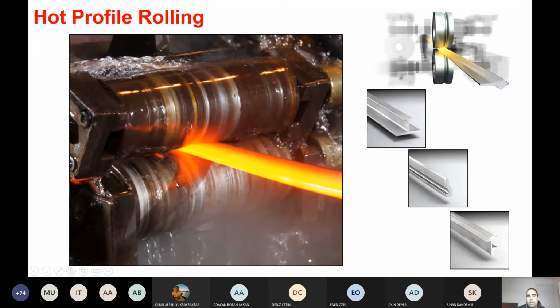Another process type is rolling, hot profile rolling. Here we have rollers, at least two rollers, and a hot bar or a plate, which is fed into these rollers. And then while they are rotating, the part comes out in a certain shape, which is the negative form of the roller shape. So most of the parts you see here are rolled in several stages, so it's not done at once. It goes from this roller and goes to another roller. It is deformed a little bit more and more. So mainly long profiles are produced by using this method.